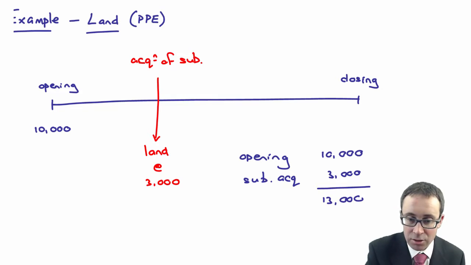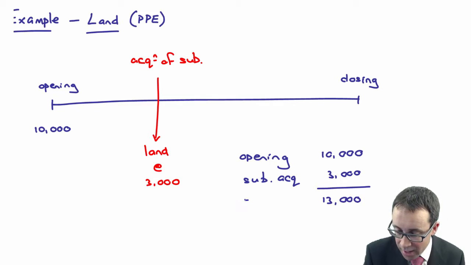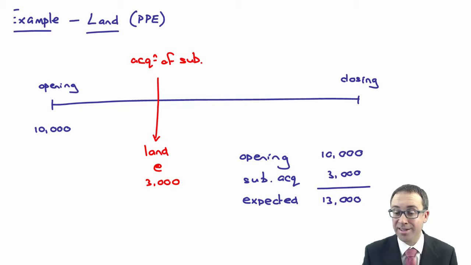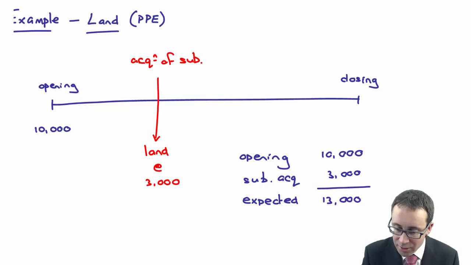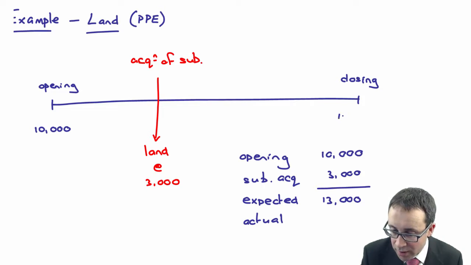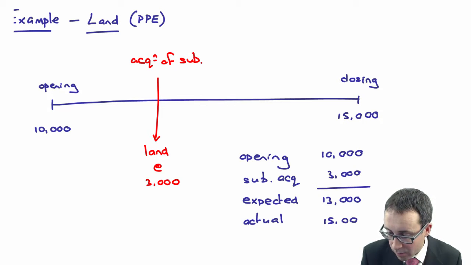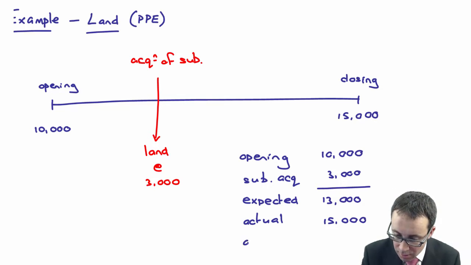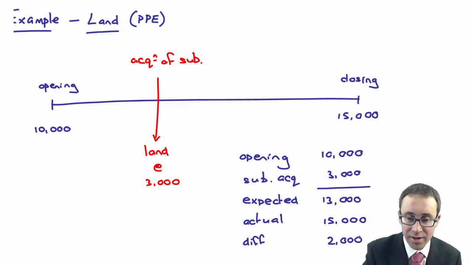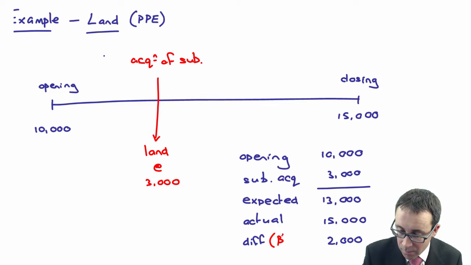So what we expect the balance to be, if there was nothing else happening within the year, the expected balance at the end of the year would be 13,000, wouldn't it? Okay. However, that's not the case. Let's just say that our actual figure is 15,000. So that actual figure is higher than what we expected. So the difference that you have effectively is a balancing figure, isn't it, of 2.